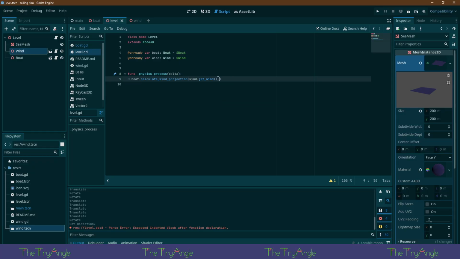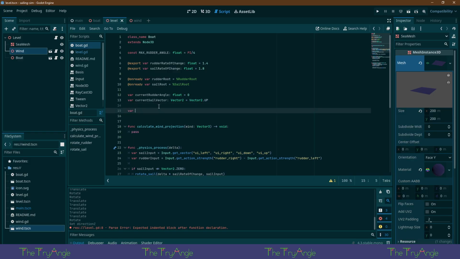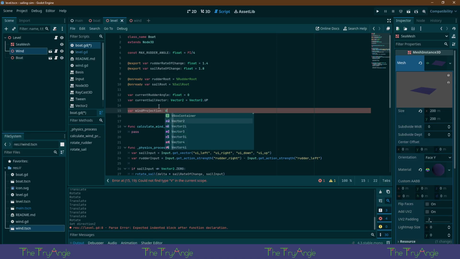And I wonder, I won't pass delta for wind. Or should I? I think I should only use delta when I'm actually doing kinematic stuff. For now, I'm just not going to do it. Wind projection. It's going to be, maybe I'll keep it a Vector3.